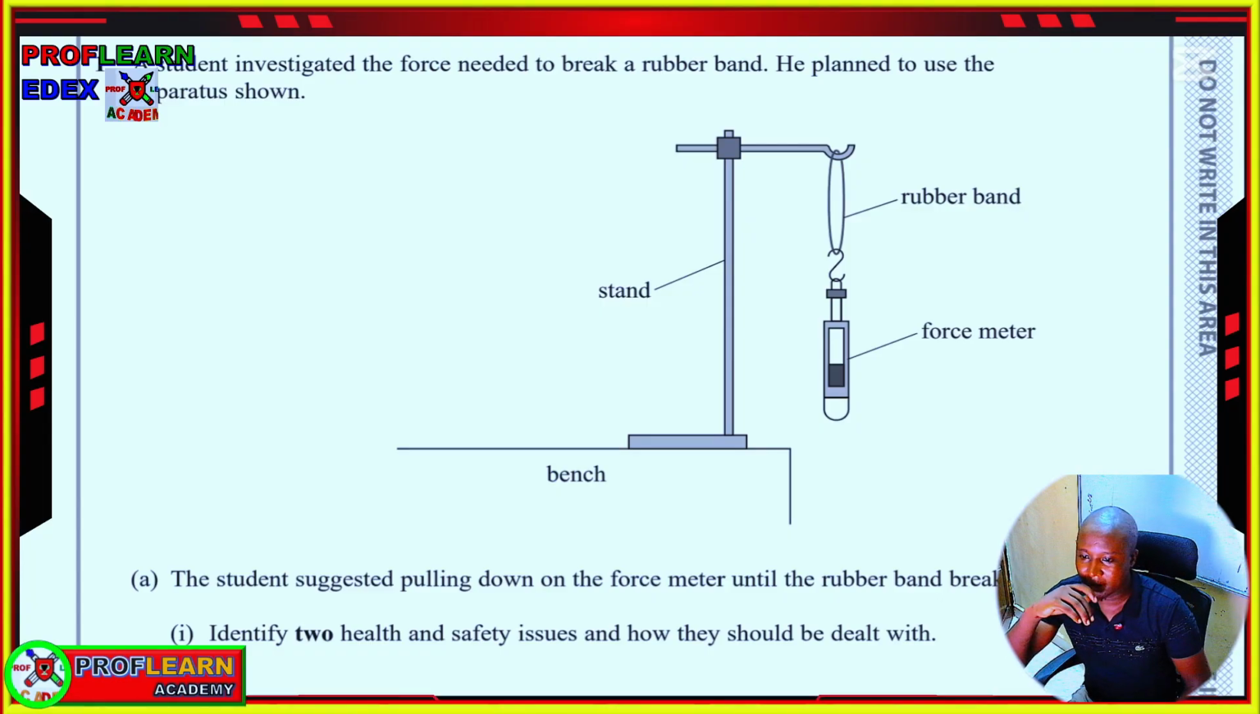Now, for instance, here we are provided with a spring, and what you realize is that we have a force meter, we have a rubber band. The student investigated the force needed to break this. So basically this is a stretching of materials, which we learned when we were discussing Hooke's law and how a rubber band stretches. One of the concepts that you need to understand is how to identify safety measures when you are performing experiments.